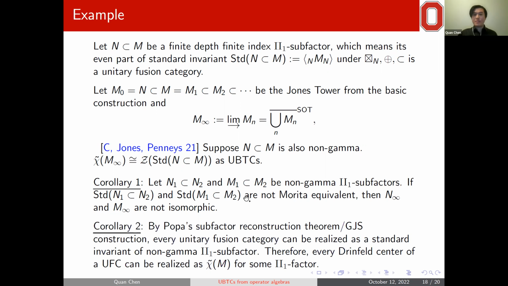Second, by Popa's subfactor reconstruction theorem or the GJS construction, every unitary fusion category can be realized as the standard invariant of a non-Gamma II_1 subfactor. So every Drinfeld center of a unitary fusion category can be realized as chi tilde of M for some II_1 factor. So at least we can say all the Drinfeld centers come from operator algebras.